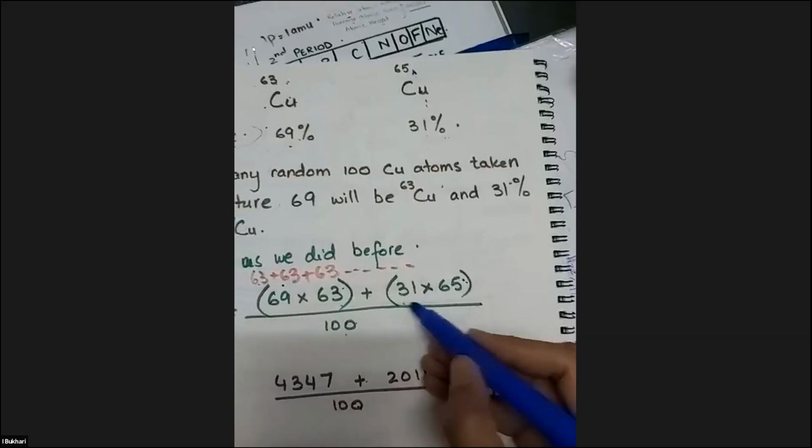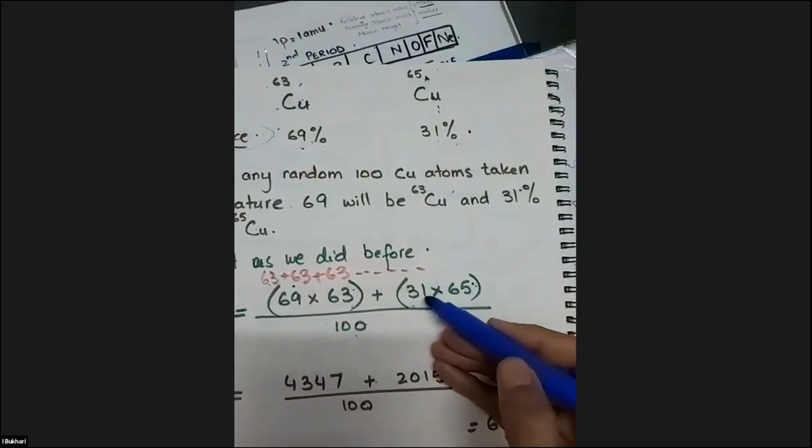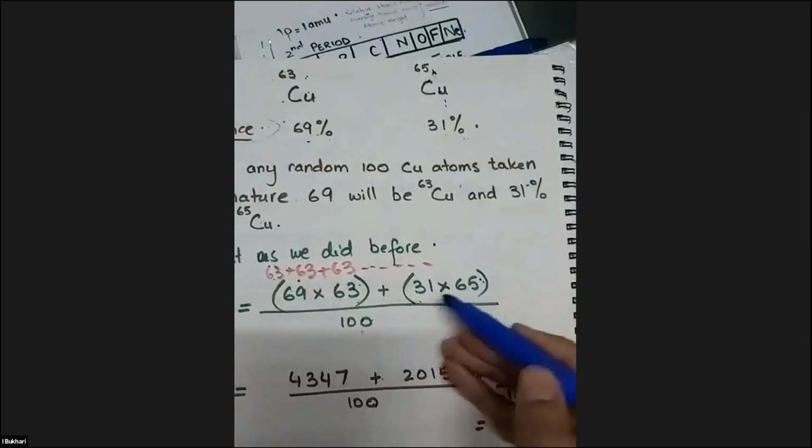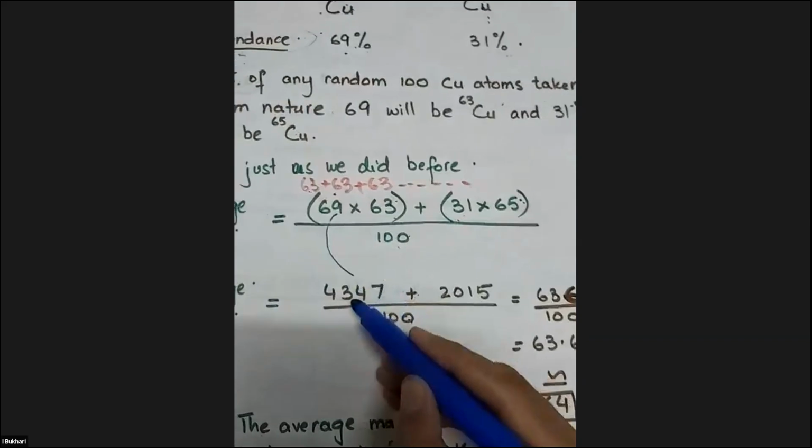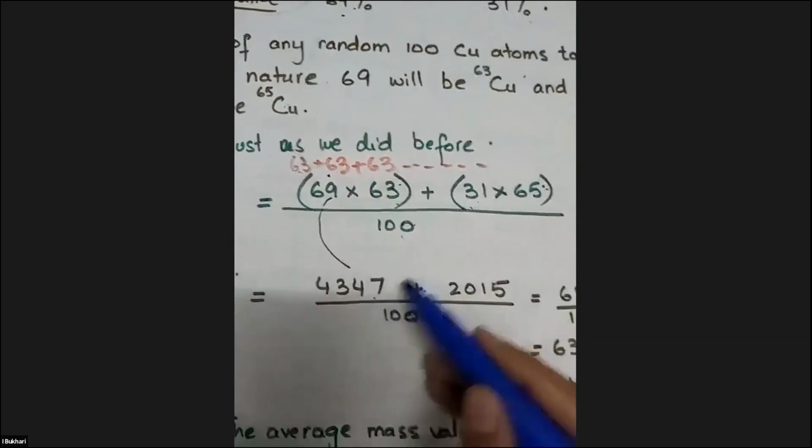And then I do the same with this isotope. The mass is 65 and I multiply by 31. And the product of 69 and 63 is 4347.